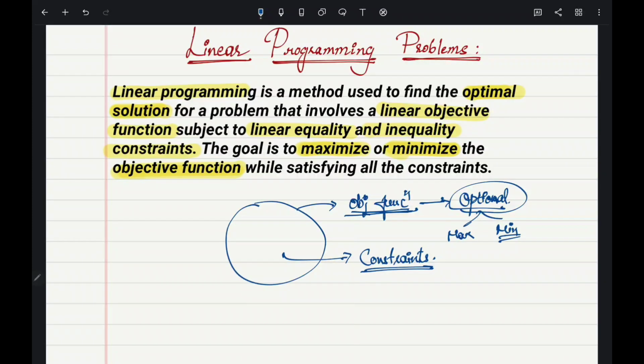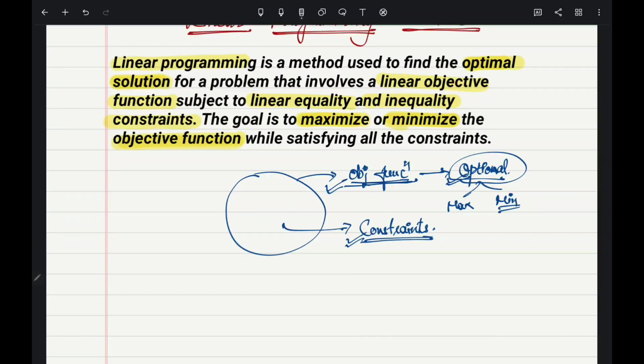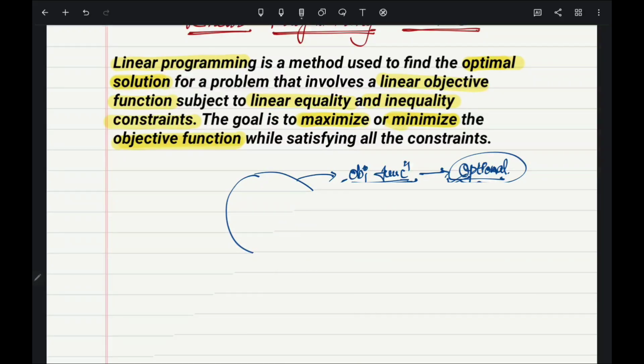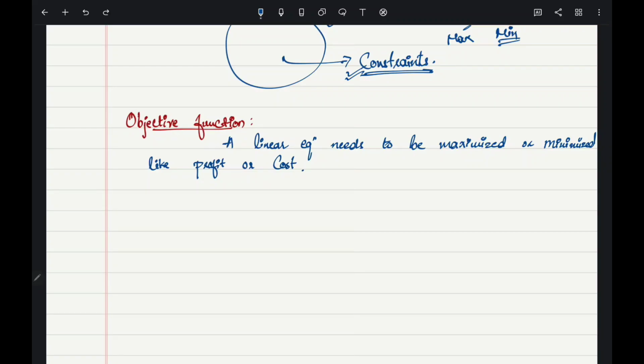So let's understand what is an objective function, what is an optimal solution, and what are constraints in order to solve the sums. Before we start solving the problems, let's first understand some key basics of linear programming problems. First we'll understand what is the objective function. Objective function is a linear equation that needs to be either maximized or minimized, like profit or cost. They will give you a linear equation for which you have to find either the maximum value or the minimum value.